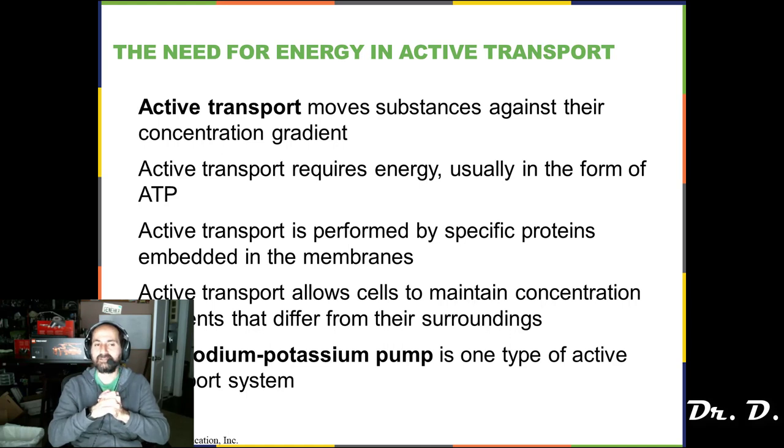And guess what? That's going against the concentration gradient, which means it's going against diffusion, which means it's not going to happen for free. I'm sorry, it's not going to be negative delta G. Active transport is a positive delta G thing. It's an endergonic reaction, which means it's not going to happen for free. It requires you to put in energy. Usually, the energy you put in is in the form of ATP.